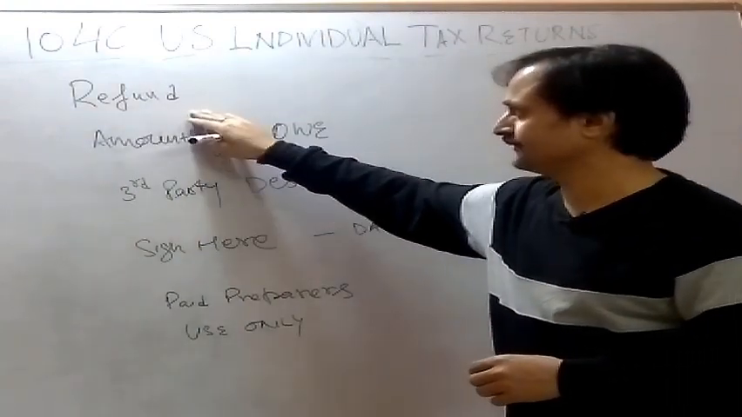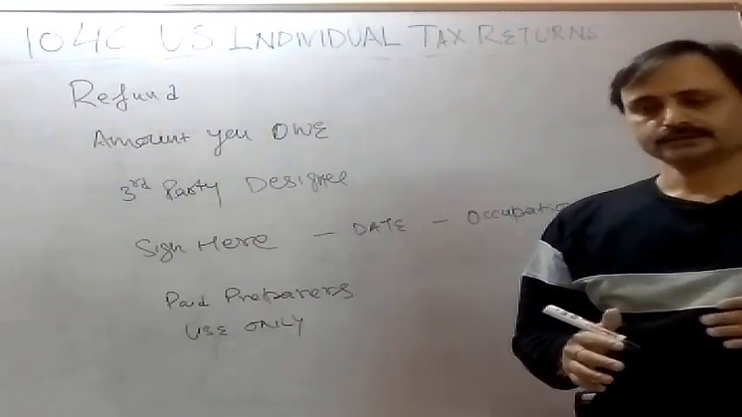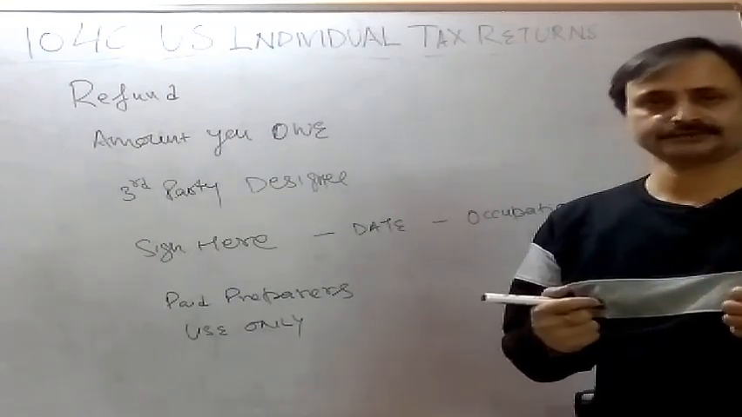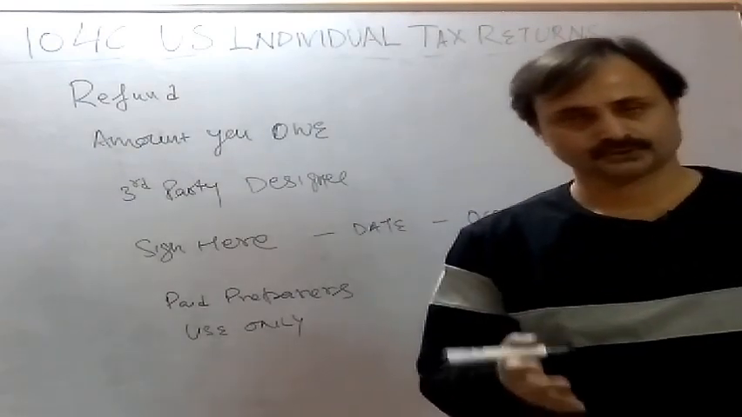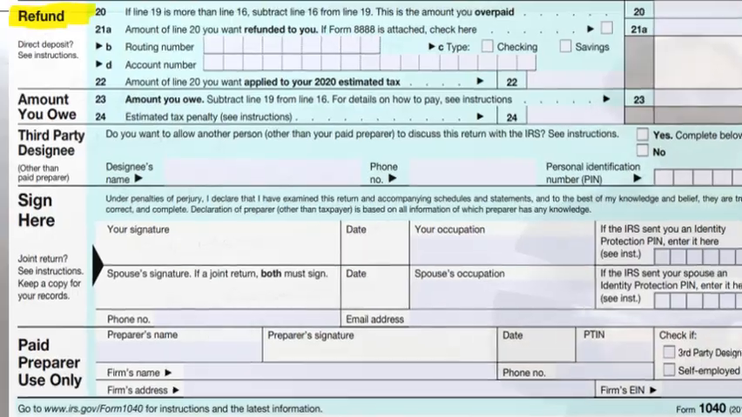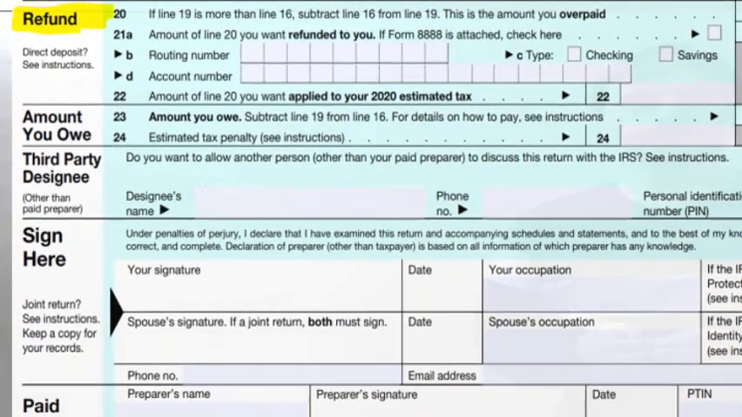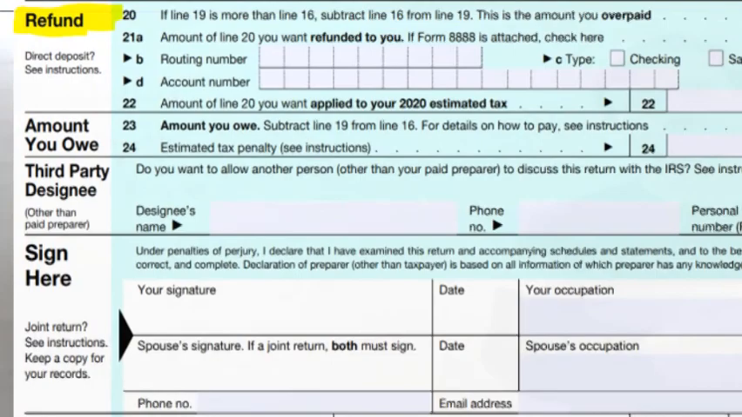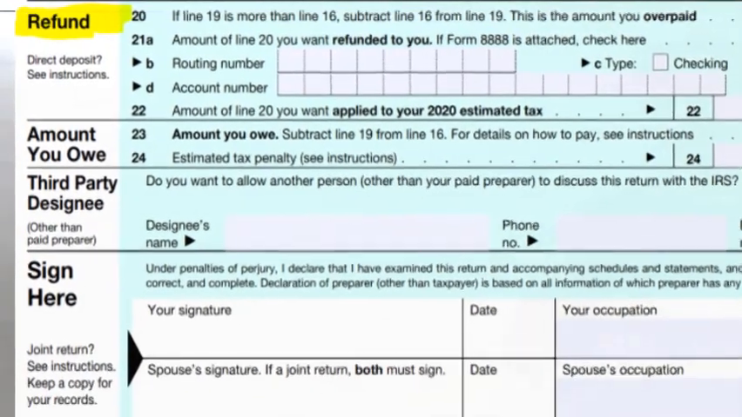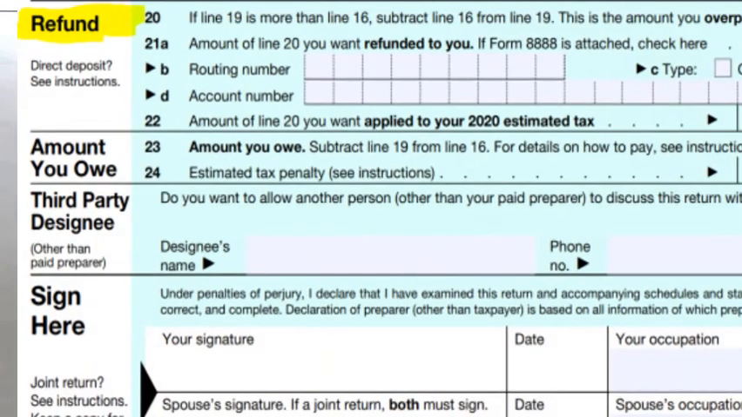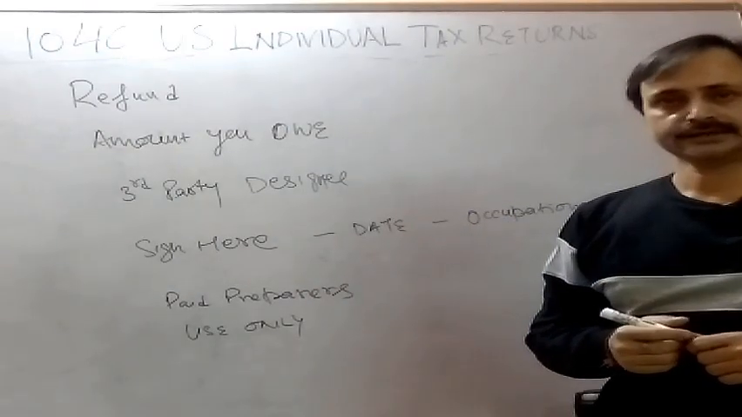Then we need to check the refund. Refund is where, if someone is a wage earner and their taxes have already been deducted by their employer, and later they realize they have paid more taxes, they do not owe those taxes to the government. So they can apply for a refund of whatever payment they have made. They can write that information, as well as provide the account number where they want the refund.